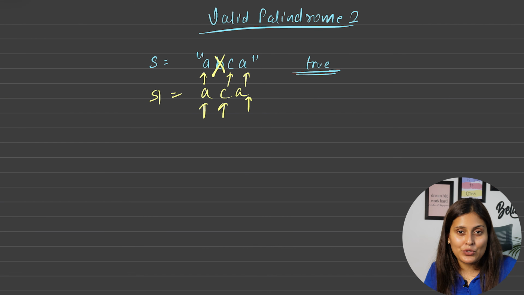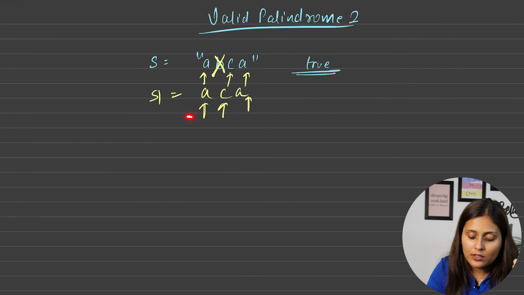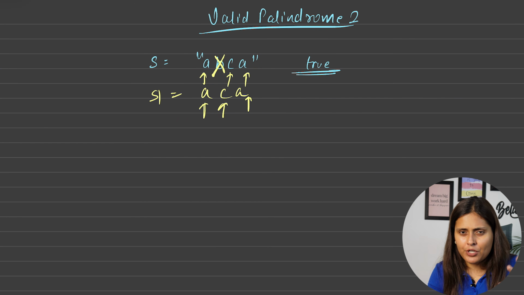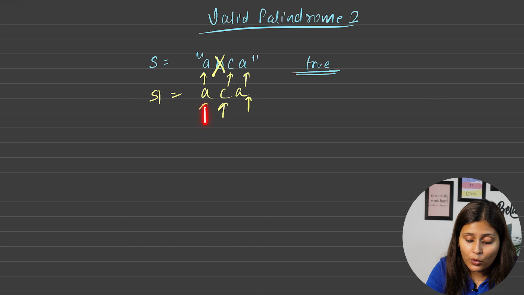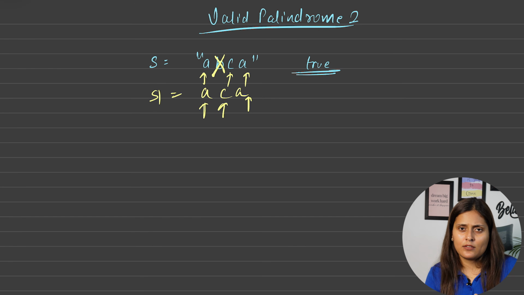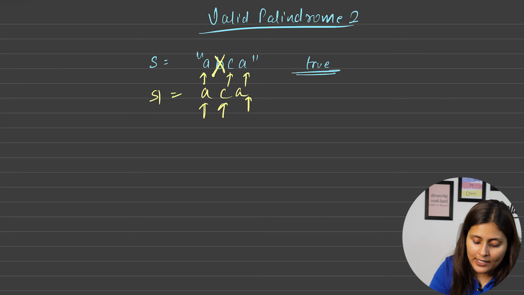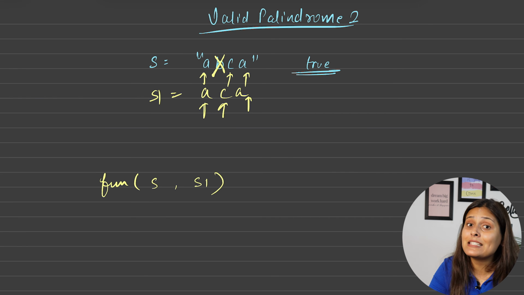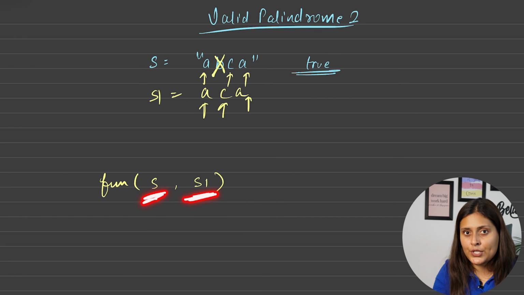So in the brute force code, you have to write the basic function where you just run the for loop from i equal to 0 till length, and if any such index does not match, you will return false. In the function, you will send 2 strings, one S and second one is S1. S will be the original string and S1 will be the reversed string.